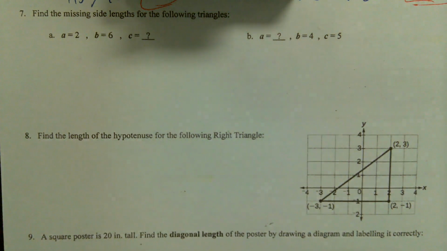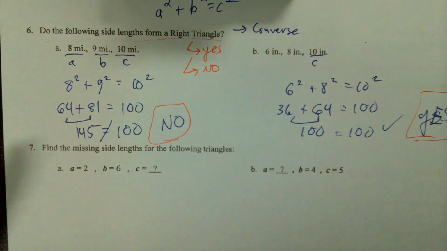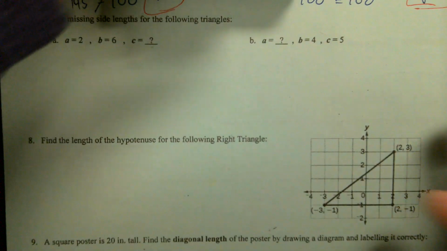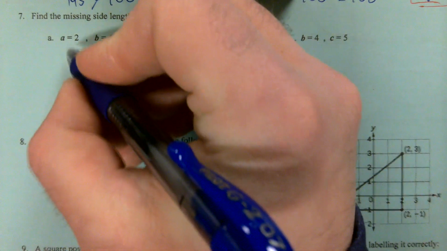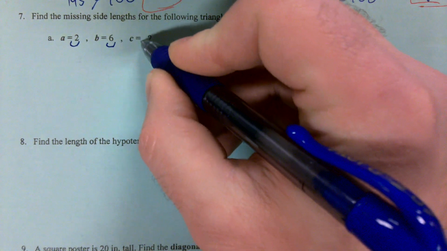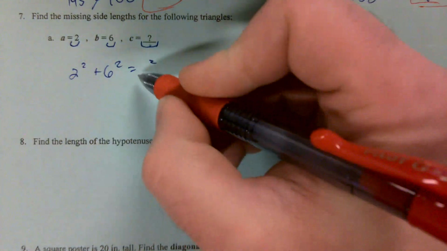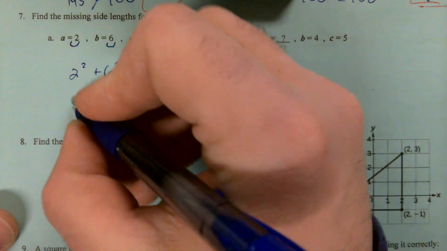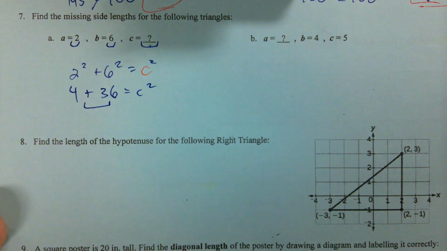Number 7, find the missing side lengths for the following triangles. This is basically the exact same thing as what we just did, except we don't know what one of the letters is. This actually confused a lot of people when we first took a look at this study guide. I'm just going to do a squared plus b squared equals c squared, and I don't know what c is, so that's what I'm going to solve for. What does 2 squared give me? What about 6 squared? Add those together, and what do I get?